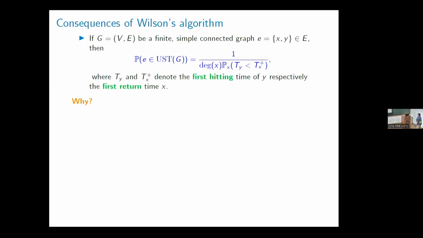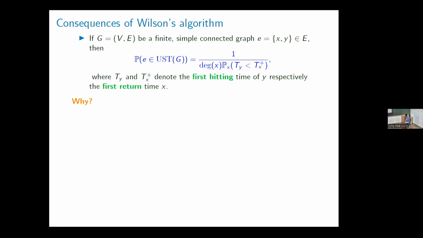Okay, so Wilson's algorithm has a couple of nice consequences, which reprove existing results, but in a very short and efficient way to understand. And the first of these is: if we have a finite, simply connected graph and an edge from X to Y, then the probability that this edge, which is an edge in the original graph, also belongs to the uniform spanning tree.